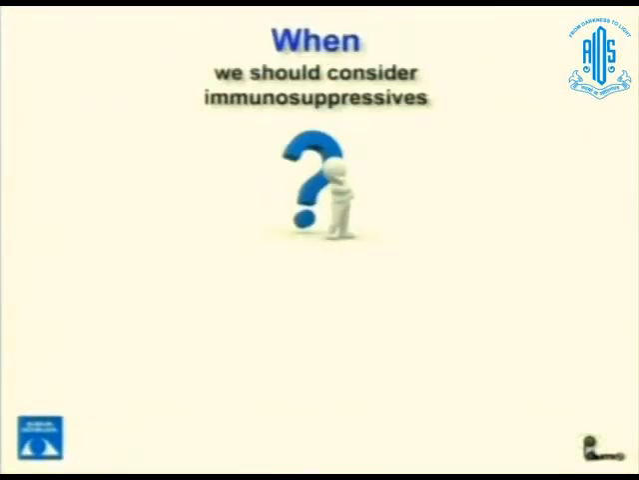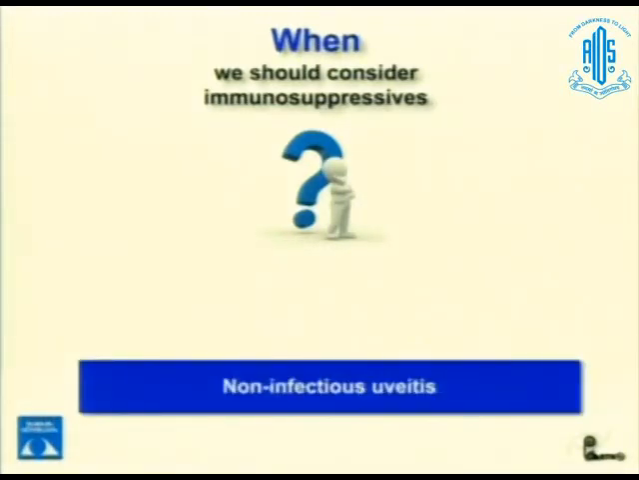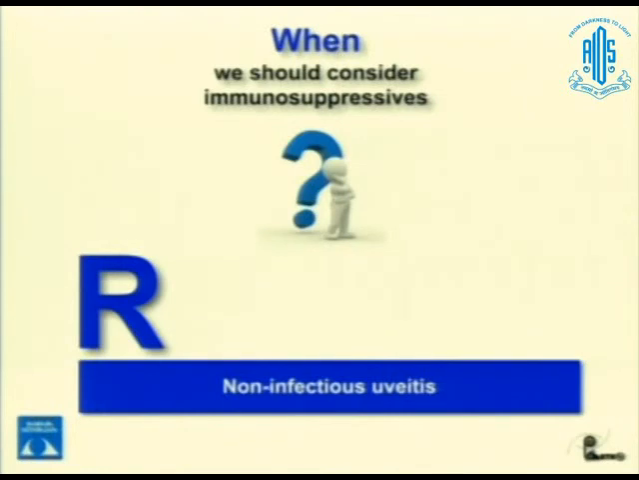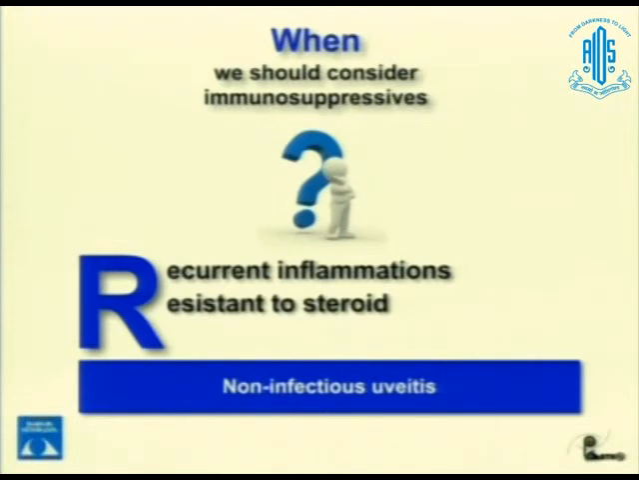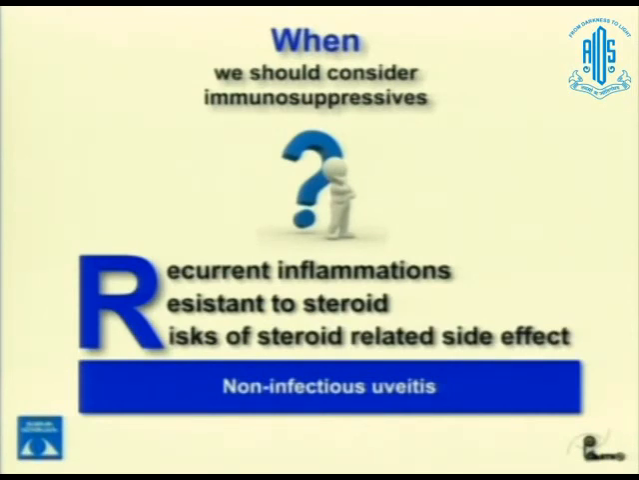Now the question is when we should consider immunosuppressives. The first is non-infectious uveitis. First rule is we have to consider if the infectious etiologies are ruled out. Then just remember 3 R. First is recurrent inflammation. Second, the inflammation is resistant to steroid. Third, the patient is developing some side effects of the steroid therapy, so risk of steroid-related side effects. So in such cases we can consider immunosuppressives.